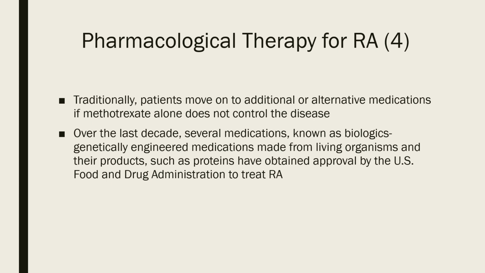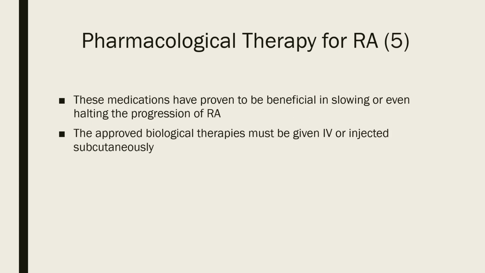So, over the last decade, several medications known as biologics have emerged. Biologics are genetically engineered medications made from living organisms and their products, such as proteins, and these medications have obtained approval by the United States Food and Drug Administration to treat RA. These medications have proven to be beneficial in slowing or even halting the progression of RA. The approved biological therapies must be given IV or they can be injected subcutaneously.